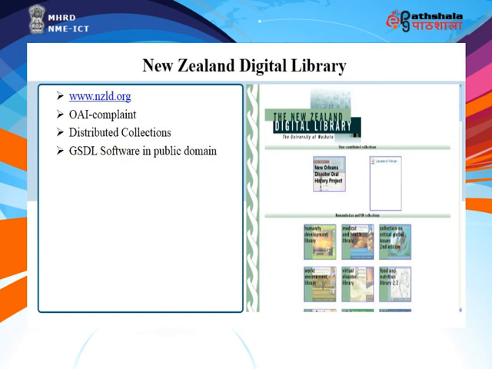Metadata, such as author, title, keywords, etc., plays a key role in supporting field-based searches and browsing. The NZDL has been built using the Greenstone Digital Library software, developed out of a research program at the University of Waikato. The Greenstone Digital Library software, GSDL, is available freely as open source under the terms of the GNU Public License.